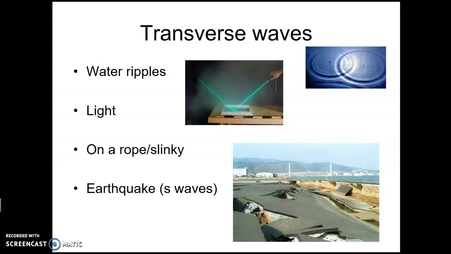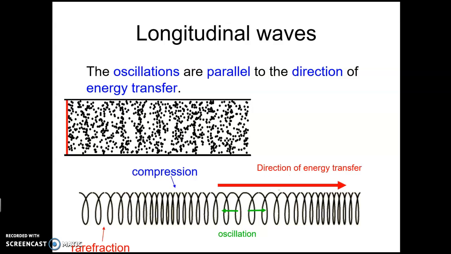Okay, so small water waves are transverse waves. The big water waves get a little bit more complicated. Light, we'll talk about later, is a transverse wave. We can make a transverse wave on a rope or a slinky spring. And there's a type of earthquake wave called an S wave, which is a transverse wave.